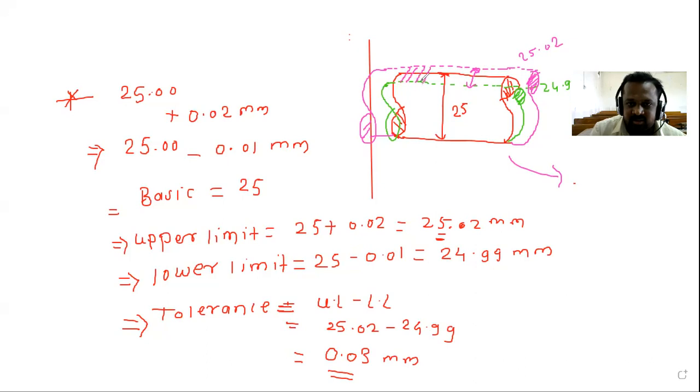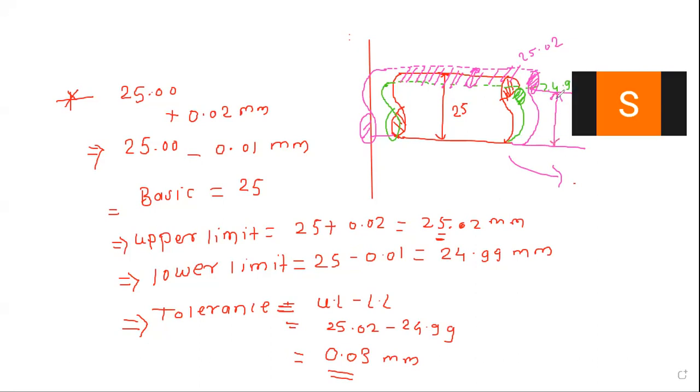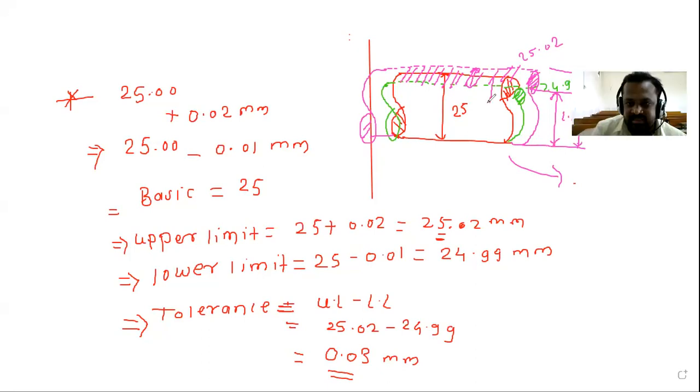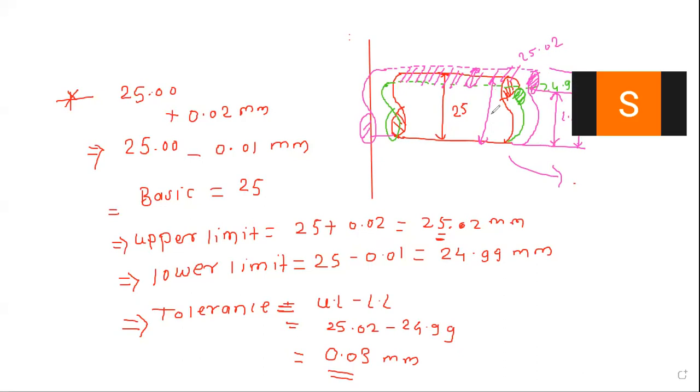Now see, this is called as the tolerance. Now see here, I'm going to write here. See, this is the lower limit, and this is the upper limit. Okay, so this is the basic size.